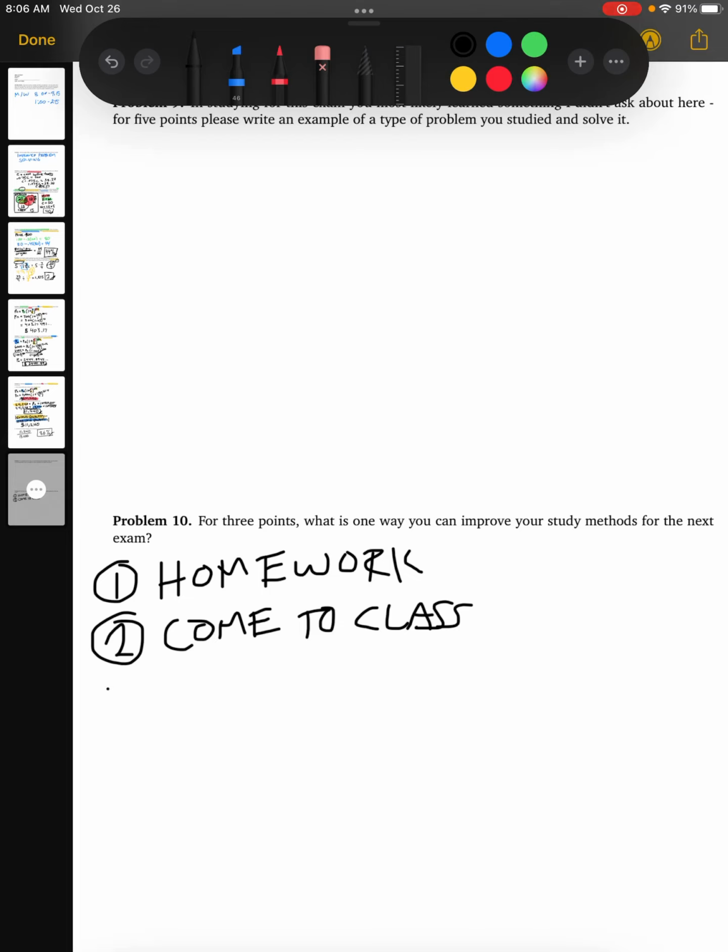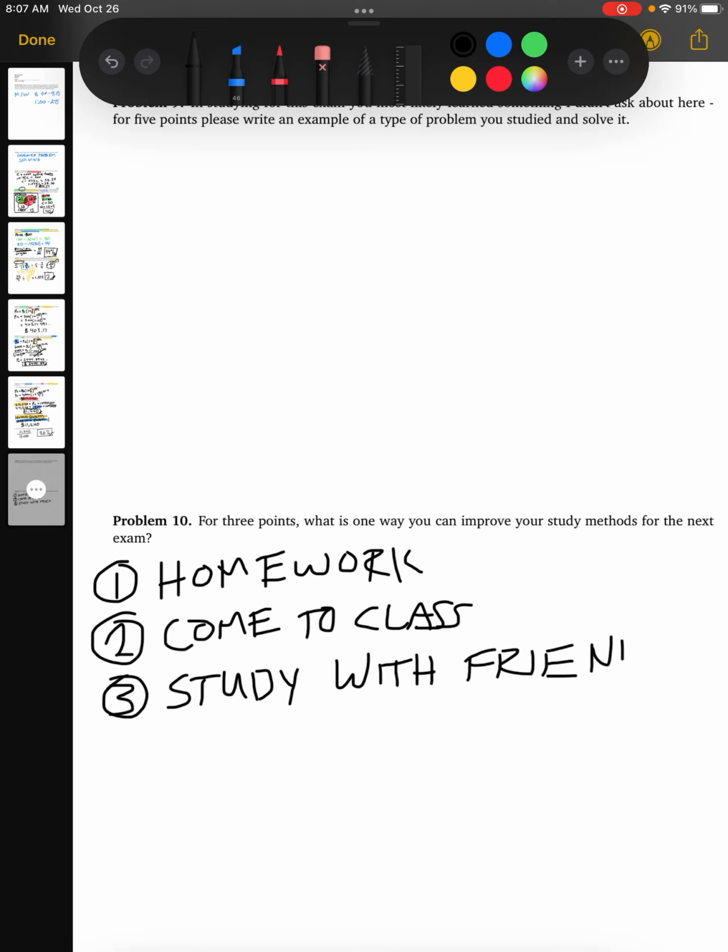On top of homework and coming to class, I'm going to say study with friends. We do a lot of group work in class, and I think it shows we make a lot of progress when we work together and put our heads together. So talk about studying with friends. See if you can make some time together, even if it's a group chat or a Zoom. You can answer each other's questions, and it's just a lot more fun. Sometimes studying math alone can be isolating.